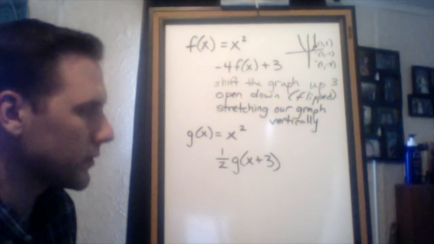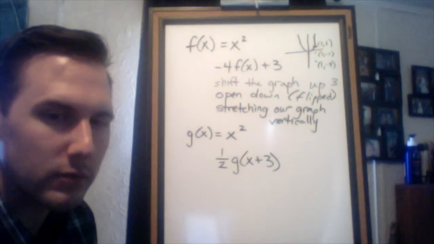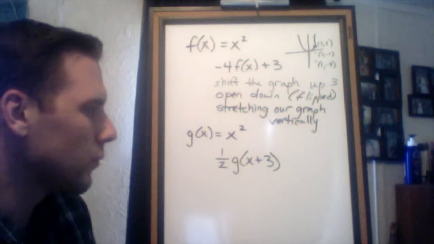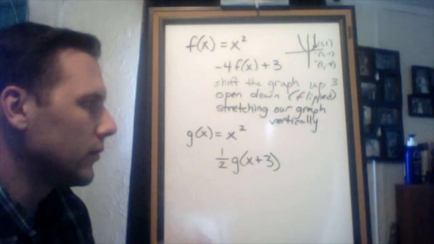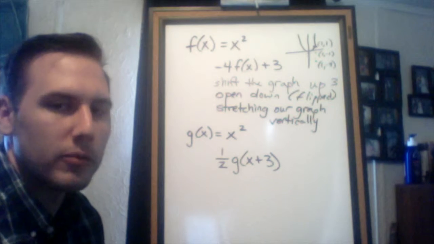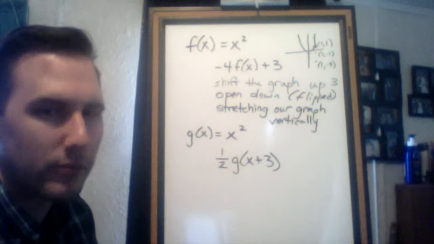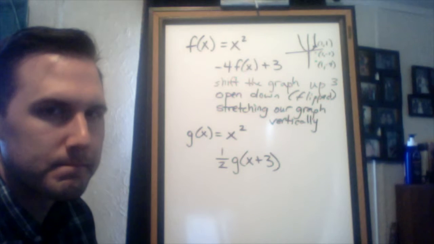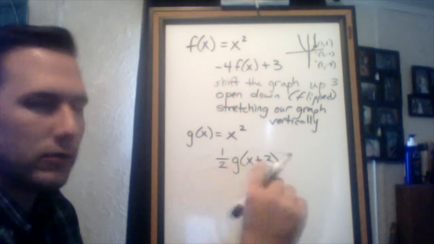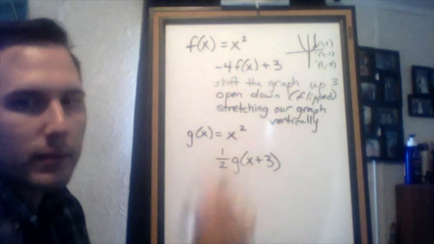Okay, second function. I would suggest maybe pausing the video right here and seeing if you could answer this one on your own, but I'm going to go ahead and talk through this one. So it says 1/2 g of x plus 3, where originally g of x was just x squared. So x plus 3, the +3 this time is inside the parentheses. So see if you can remember, what does adding inside the parentheses do to our function? Hopefully you remember. That is what is going to shift our graph either left or right. Adding or subtracting inside moves it left or right. Adding or subtracting outside moves it up or down.